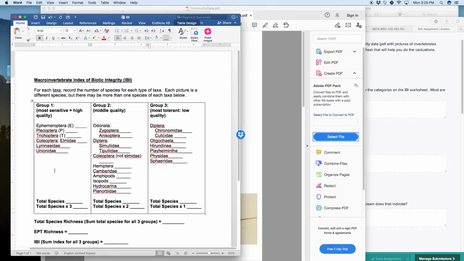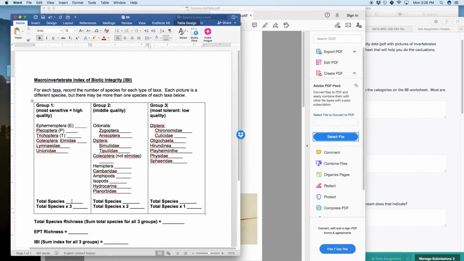All of the things in the most sensitive group need really high oxygen and really high water quality. So basically what you're going to do is write down the number of species in each of these groups. If you find 2 Ephemeroptera, you write 2 here, and then you tally up all of these. And down here you're going to write the total number of species that are in group 1. You're going to do the same thing for group 2 and group 3.